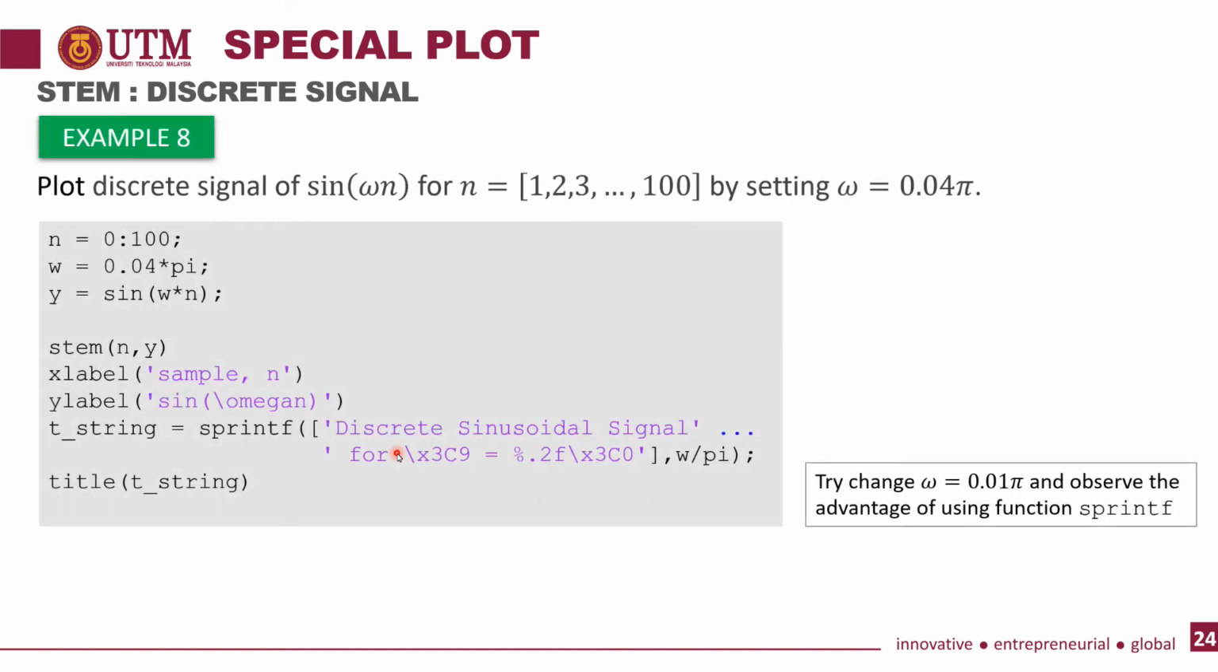Example number 8 asks you to plot the discrete signal of sine omega n for n equals 1 until 100 with a difference of 1, by setting omega equals 0.04 pi. If the question asks you to plot a discrete signal, you must use stem. It is actually replacing plot with stem. If it is continuous, you use plot, but if it is a discrete signal, you use stem. That's all. And then as usual, you put x label, y label, and also the title.